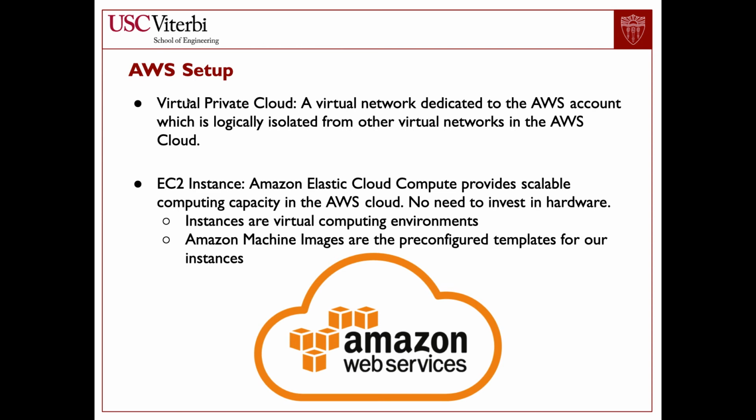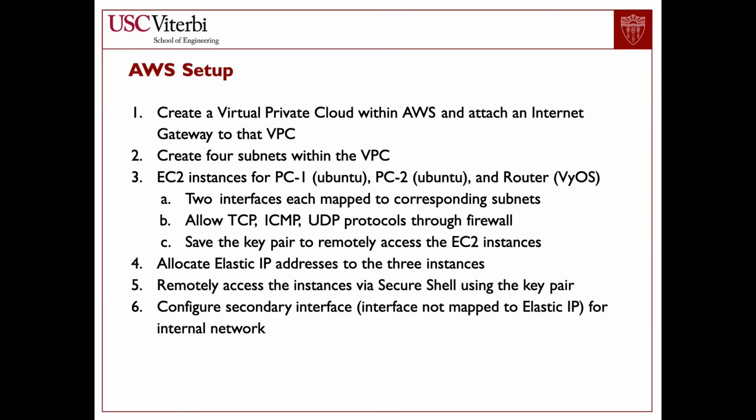So for AWS, we need a virtual private cloud and we need instances. So instances are basically virtual computing environments, which we'll be creating inside our VPC. And we can configure machine images as a template for our EC2 instance. You can basically relate this to a particular virtual machine, right?